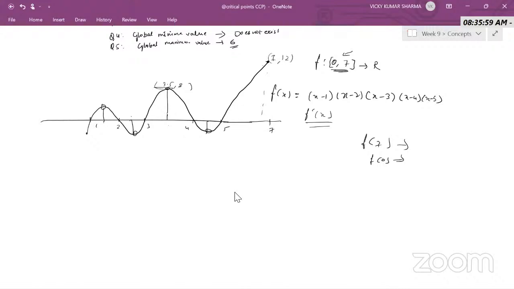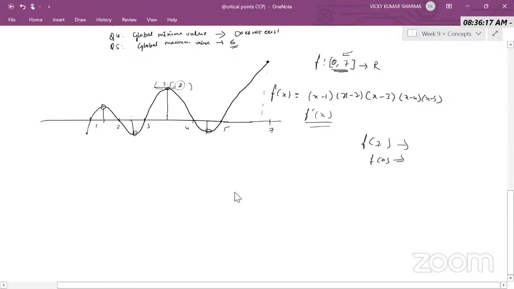So can you claim that this is my maximum value? Can you say that this is my global maxima? You cannot say, right? 7, 12. So basically, your global maxima value is going to be 12. Out of all the values, the value which is the highest. So you substitute the values and get it, right?